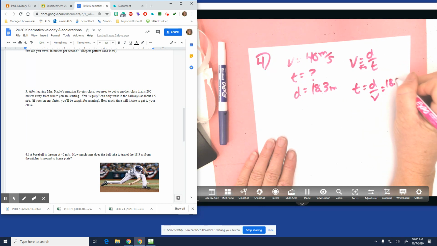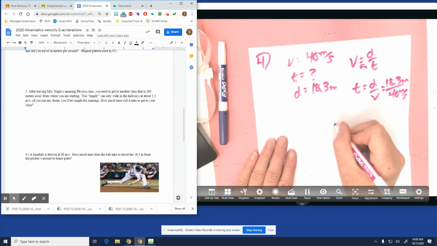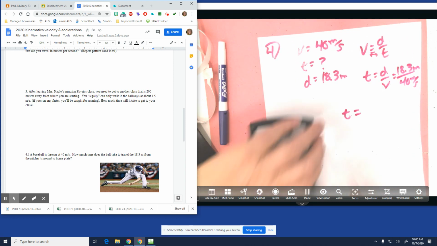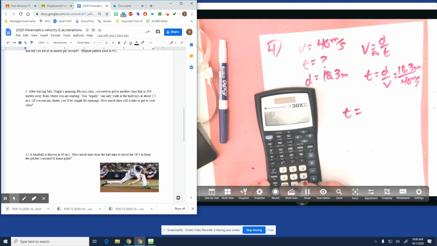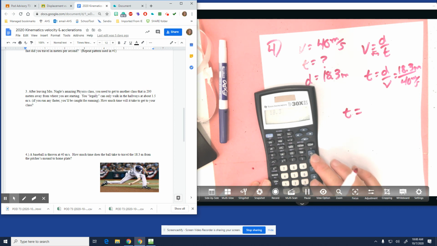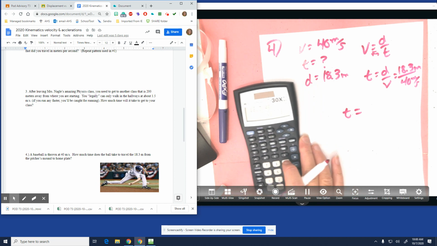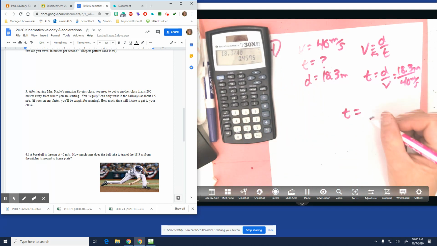18.3 meters divided by 40 meters per second. Yeah, I would love to do that in my head. 18.3 divided by 40. And there you go. This looks better there. 0.4, and I can round if I want to the hundredth place.